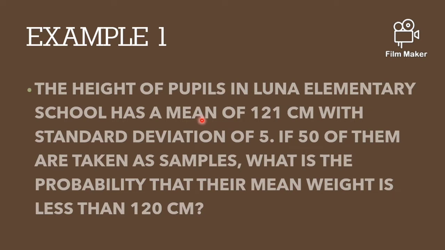At saka yung average niya ay 121. Ang standard deviation niya ay 5. Pero ang hinahanap, what is the probability their mean is less than? Ibig sabihin, mas mababa doon sa 121. So, meron tayong 120.